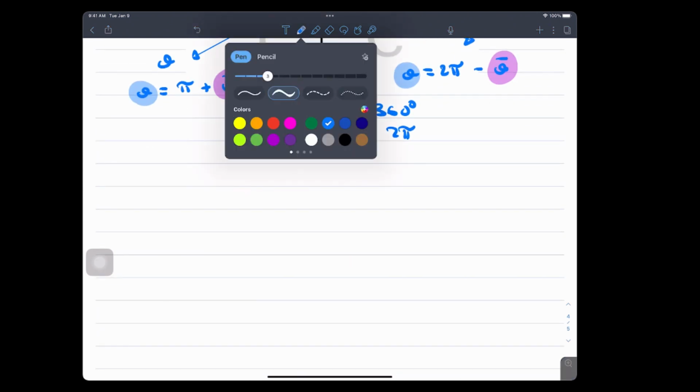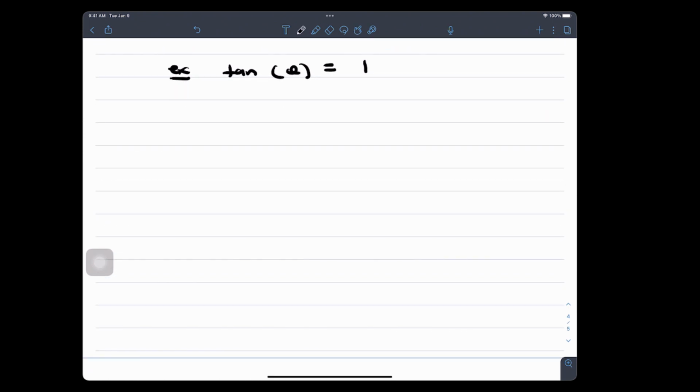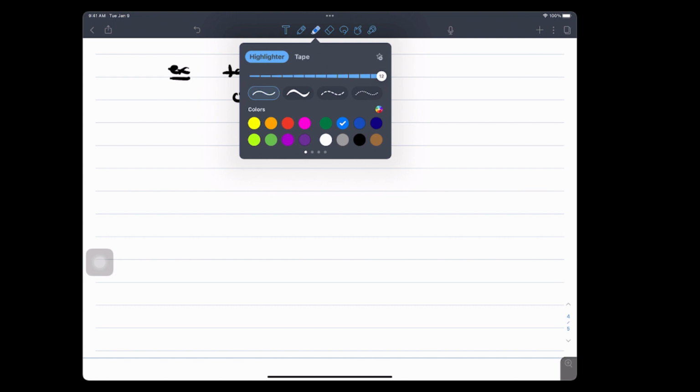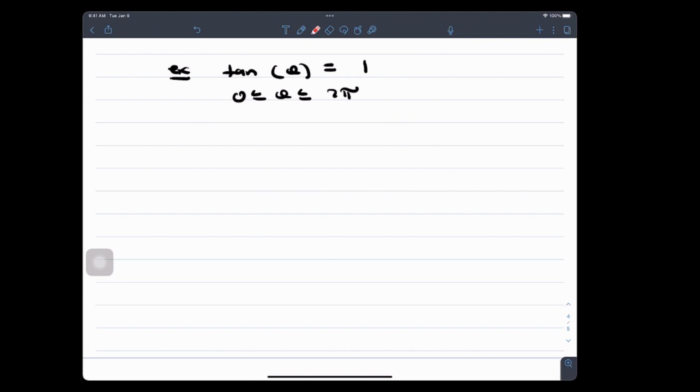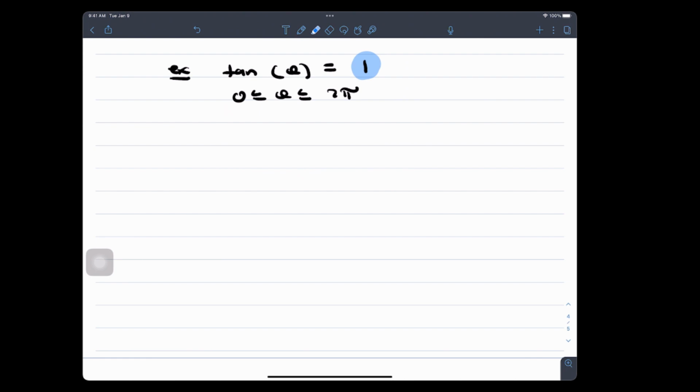And say, what if they gave us here tangent theta equals maybe just the square root of 3. Or how about this? No, tangent theta will be positive 1. And yes, we're going to restrict the domain from 0 to 2 pi. Okay, we want to know what theta is, right? Solve for theta. So the nice thing about this question here, and I want you guys to pay attention to this. This is an important detail. 1 is positive. Is that right?